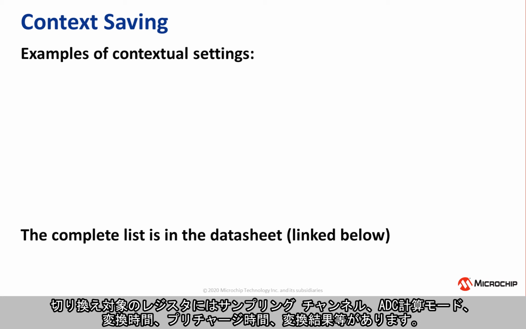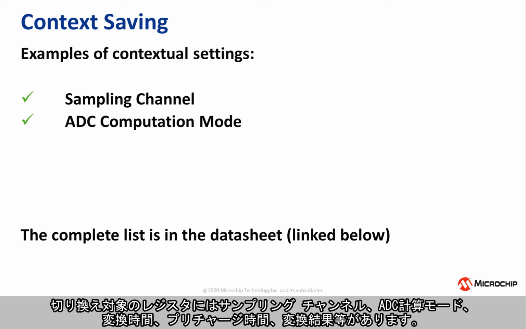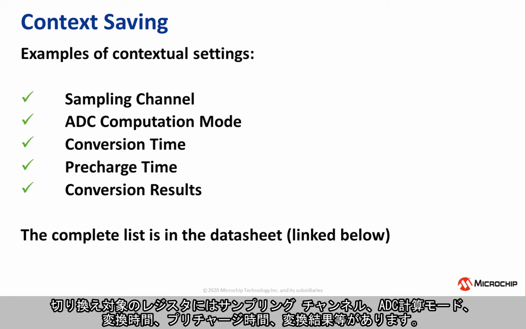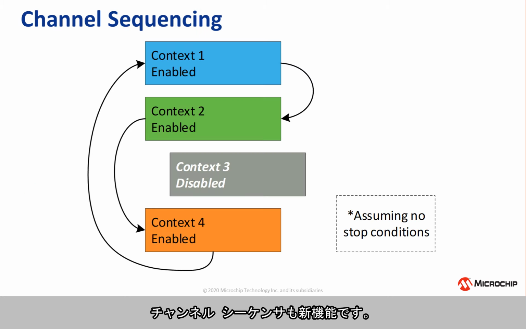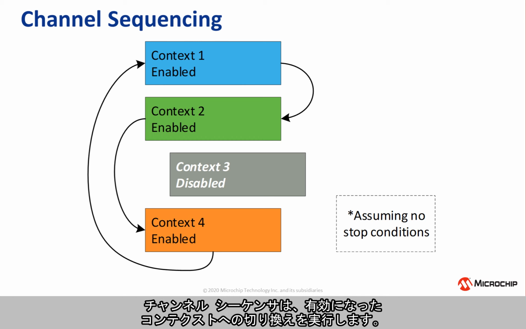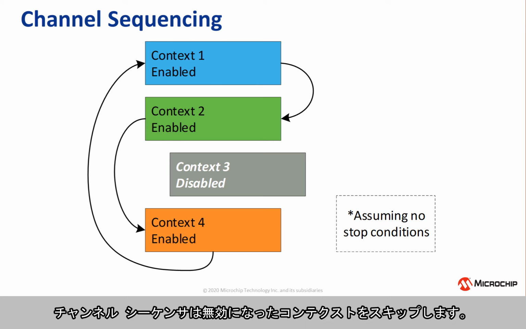Some examples of registers that switch include the sampling channel, ADC computation mode, conversion time, pre-charge time, and conversion results. In the PIC18Q84, there are 4 sets of context duplicated registers available on the device. Another new feature is the channel sequencer. The channel sequencer is responsible for automatically triggering the switch to the next context enabled. Disabled contexts are skipped by the channel sequencer.